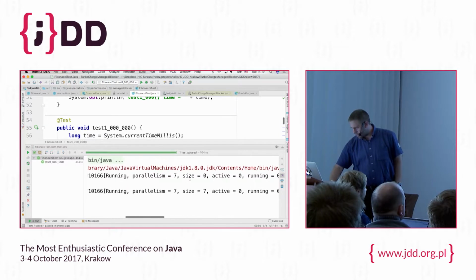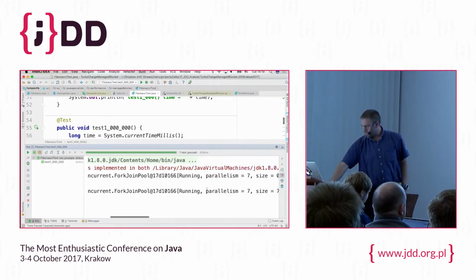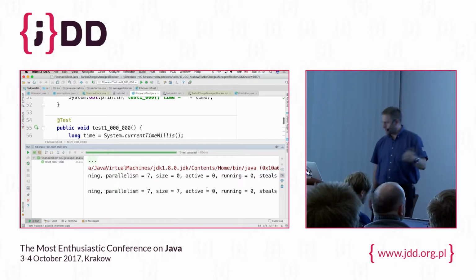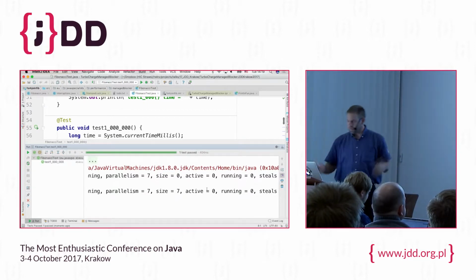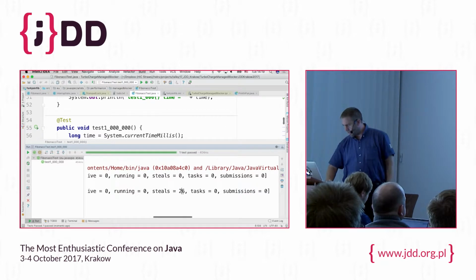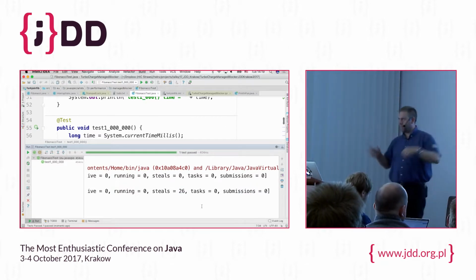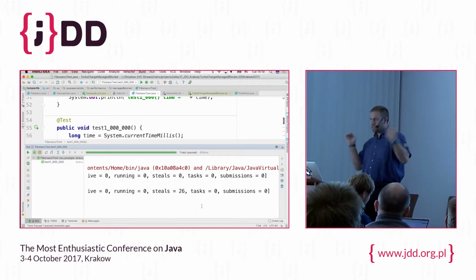Yeah, it doesn't show it. It shows the size, which is the number of threads currently active. It shows the number of steals. Unfortunately, the fork join pool doesn't give very much insight as to what's happening inside, how many tasks actually went through it. You can see the steals are quite high. So that's a significant number. Okay, let's move on.